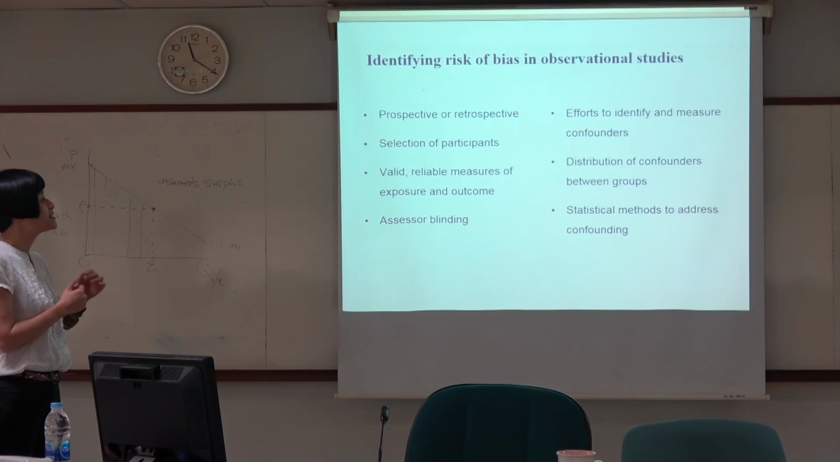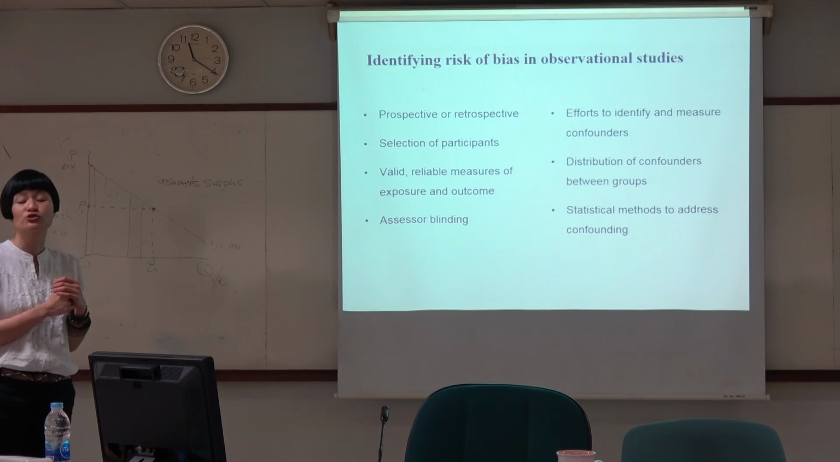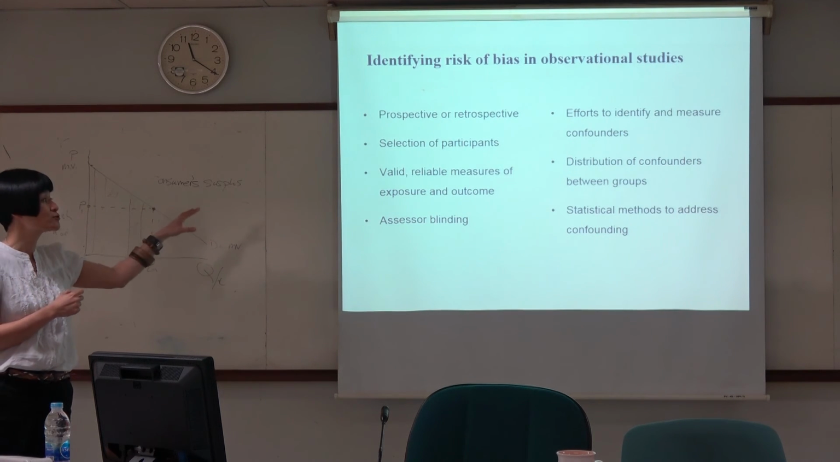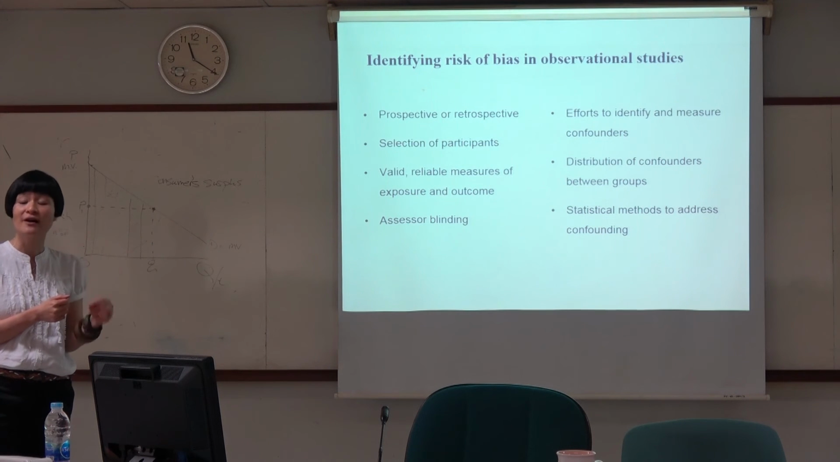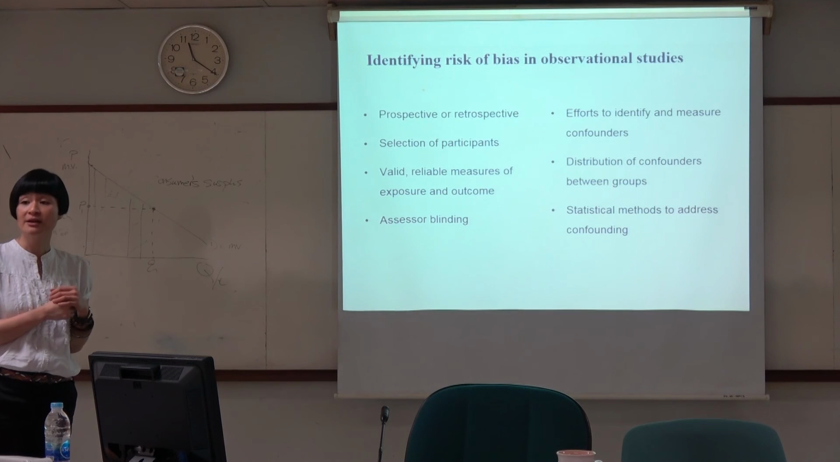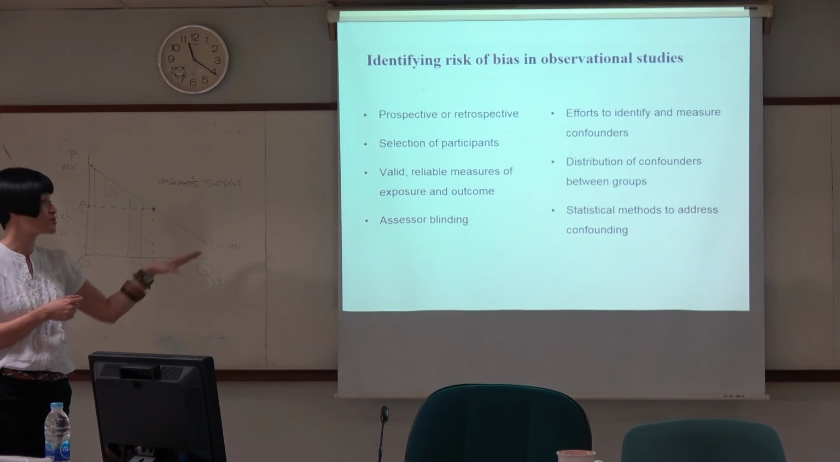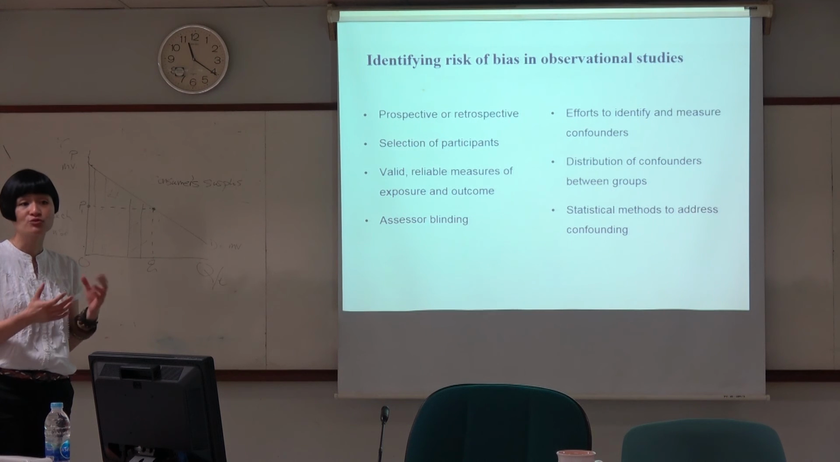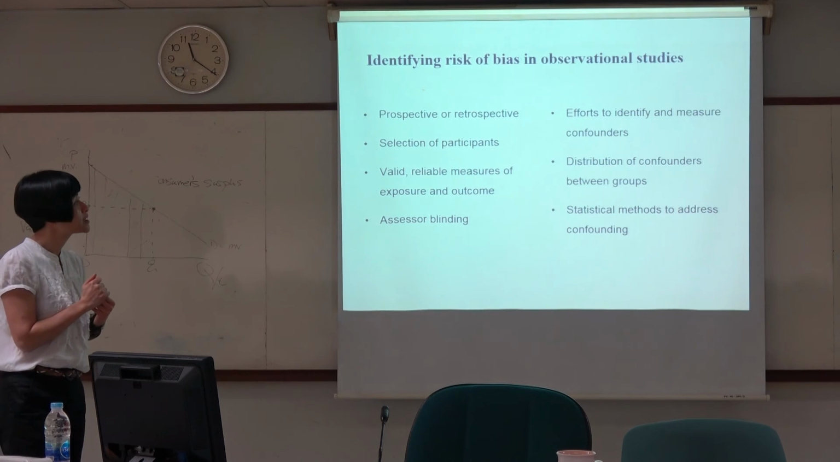So do they have valid, reliable measures of exposure and outcome? So this is similar to randomized control trials. How do they define outcomes? How do they measure the outcomes? And also, how do they do that with the exposure factor? You can do assessor blinding in cohort study. So you can blind assessors. So have they done that? That's good practice in observational study.